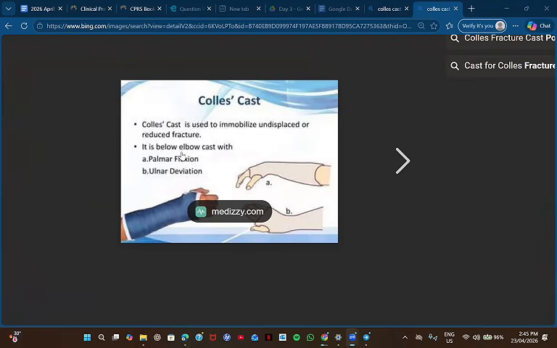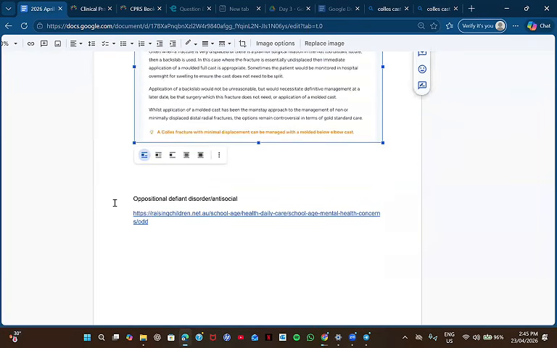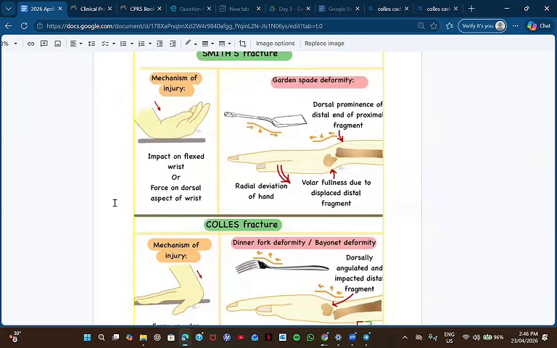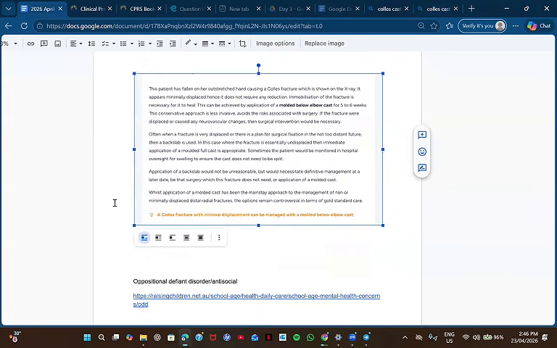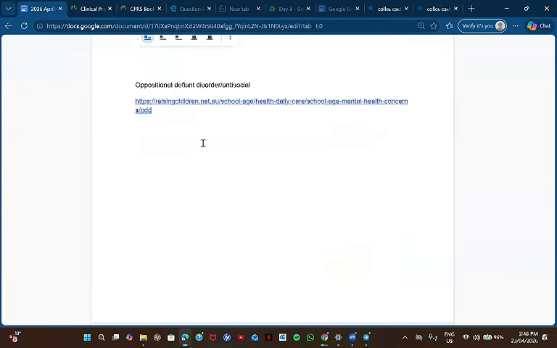Palmar flexion and ulnar deviation. This type of cast is used in Colles fracture, right? I hope you remember because sometimes they ask about this palmar flexion and ulnar deviation as well. Very important, right? Right, doctors? I hope everything is clear. Don't worry, we'll get a better question later because this is day one, right?